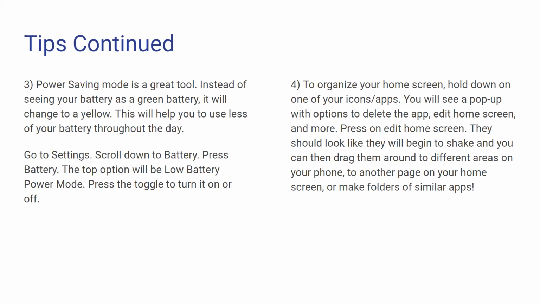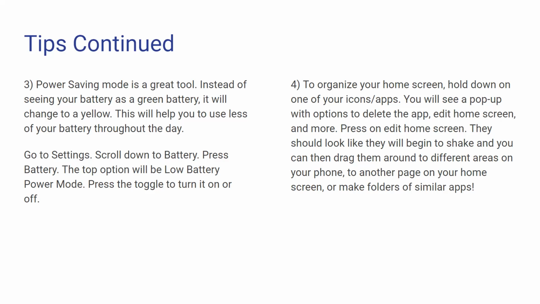To do that, you're going to go back to your settings app and scroll down to battery. You'll press the battery tab, and then you'll see at the top screen it'll say low battery power mode. So you'll press that toggle to turn it off and on, which we will see in the next slide.